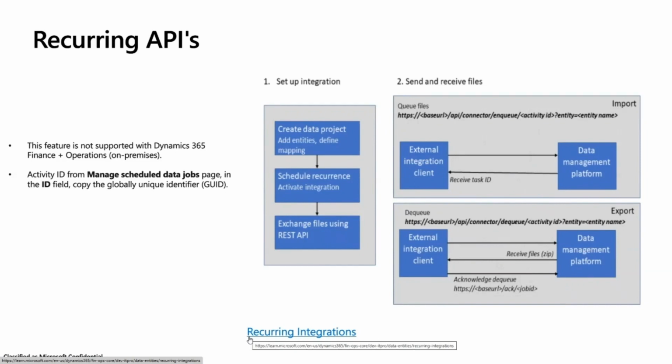And then once you create the recurring integration project, there's an activity ID on that project, which needs to be used for the enqueue and dequeue APIs. So as I said, we'll demo it later.